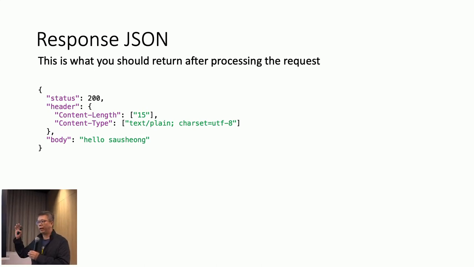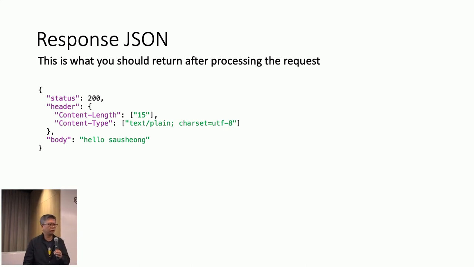So if you can create a JSON, in fact, JSON is nothing much more than a string, right? So if you can create a string and send it back, it will work too. What you need is a status. You need to tell what the status is, 200 in this case. If you want to add headers, you can just add headers. And if you want to add a body, you can add a body as well. Okay? So that's a response.